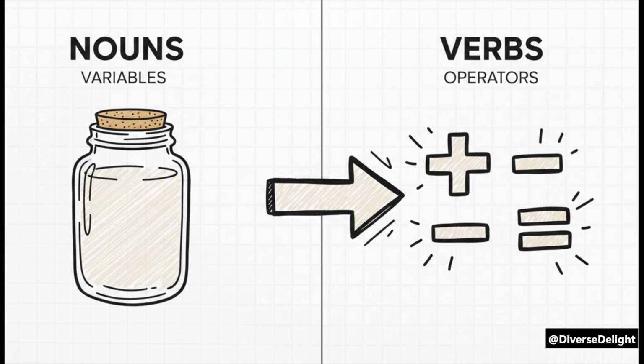Yep, that's it. If variables are the nouns, then operators are the verbs. They are the action words. They're the little engines that take all that static data and actually make something happen.